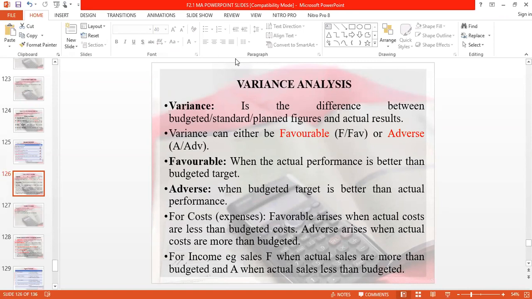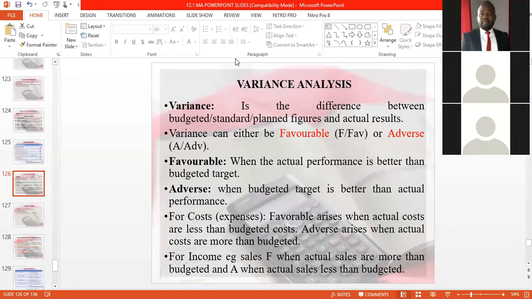Next, we also saw that variances can either be favorable or adverse. Favorable is abbreviated with the letter F or FAV. Adverse is abbreviated with the letter A or ADV. Favorable arises when the actual performance is better than budgeted. So when you find that the actual results are better than the budgeted results, it is favorable.